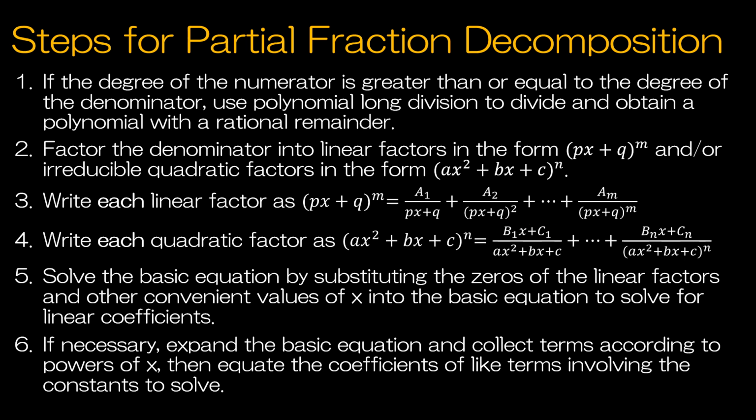Once we have everything rewritten, then we're going to solve the basic equation. And there's 2 basic ways to go about solving that equation, and one is to substitute the zeros of the linear factors or other convenient values into the basic equation. And what we're trying to do is just solve for a and b and c and all of the constants or variables that we used.